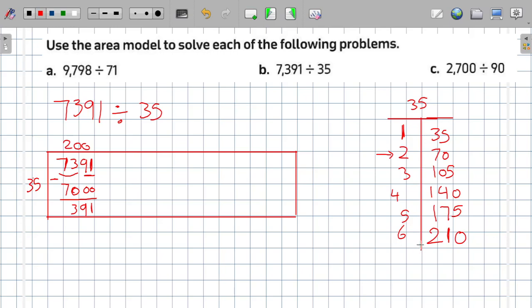Okay, if I want to continue in our timetable, 7 times 35 equals 245, 8 by 35 equals 280, and 9 by 35 equals 315. So first we will write our dividend here: 391. Next, I will take the biggest number here. If I look at the first two digits, I have 39, so I will take 35 first.